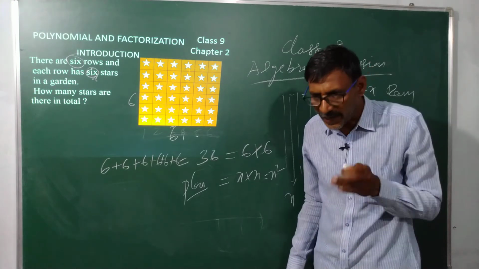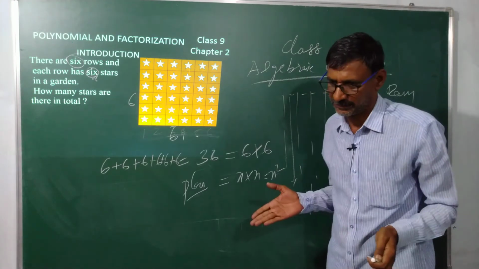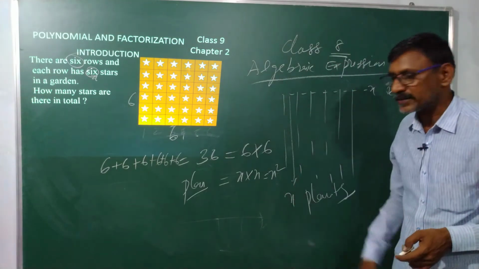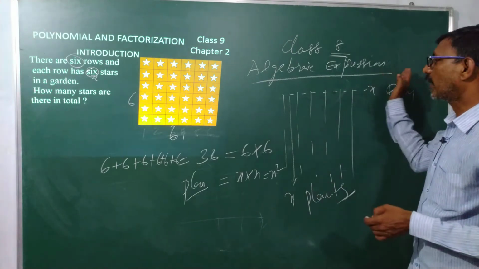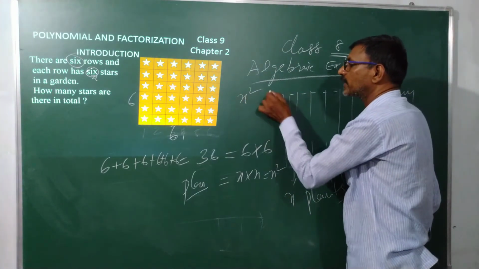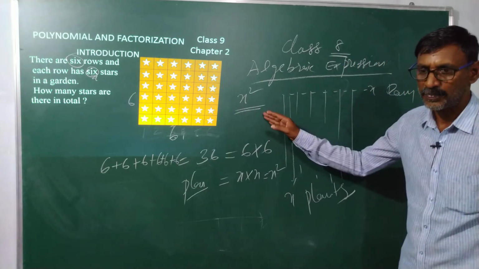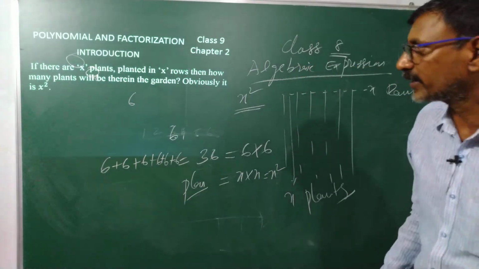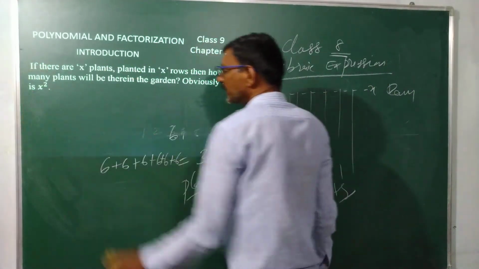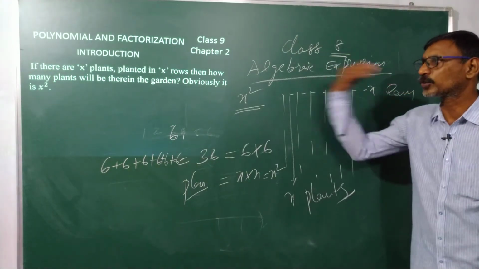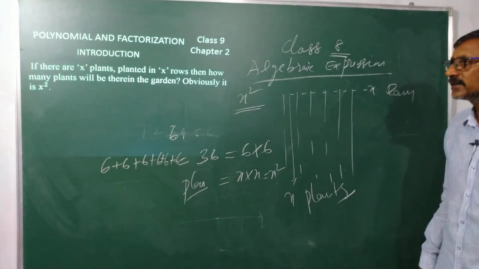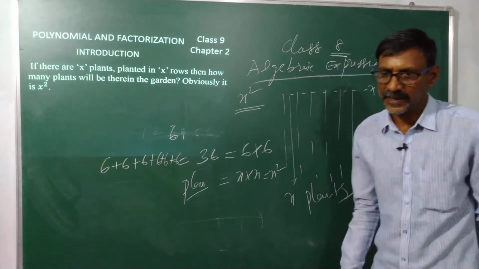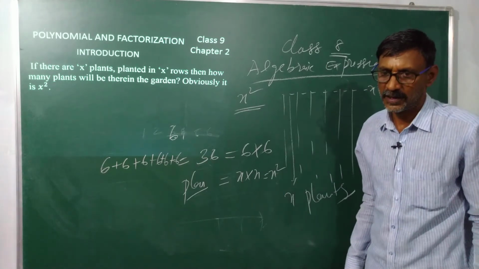I explained with the help of some x. Here x is my unknown number. The unknown numbers are called variables in an algebraic expression. So x square is my expression. It is coming from a small statement. See, my statement is here: there are x plants planted in x rows. How many plants will be there in the garden? Obviously, it is x square. X square is my algebraic expression.